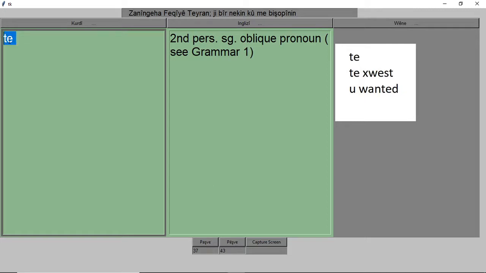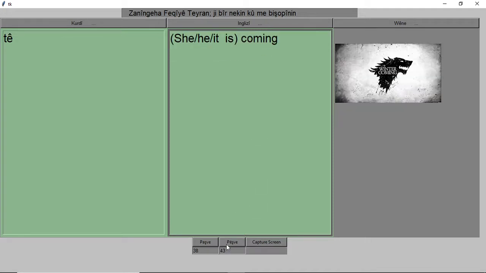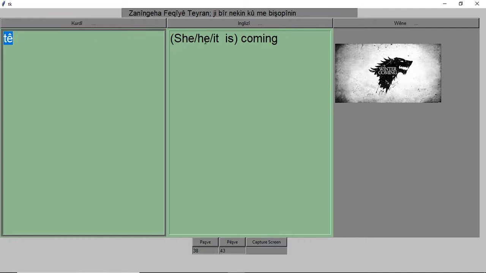Let's continue. Teh, the second person oblique pronoun. Tehwast means you wanted. I think it's like oblique pronouns. What are oblique pronouns? To be honest, I don't know, but it seems to be like the second group. Tehwast, second pronoun, see the grammar. Doesn't matter.